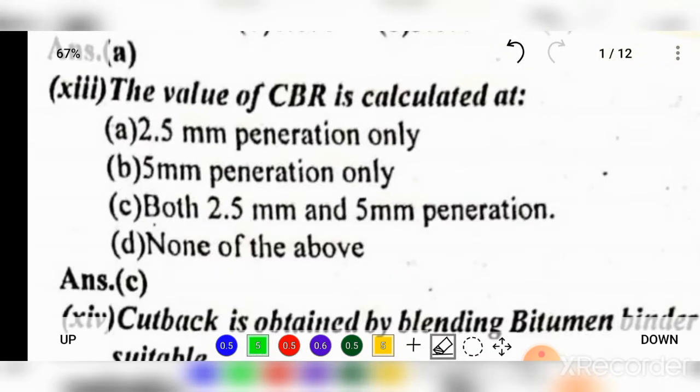The value of CBR is calculated at 2.5 mm penetration, 5 mm penetration, both 2.5 mm penetration and 5 mm penetration, or none of the above. Answer is C, both 2.5 mm and 5 mm penetration. Option C is a right answer. And what is the full form of CBR? It is California bearing ratio. Okay. We can proceed to our next question.